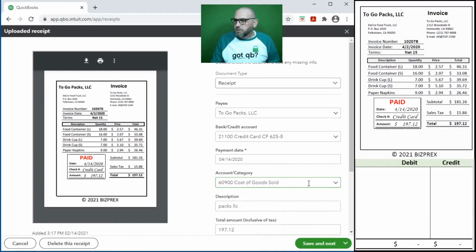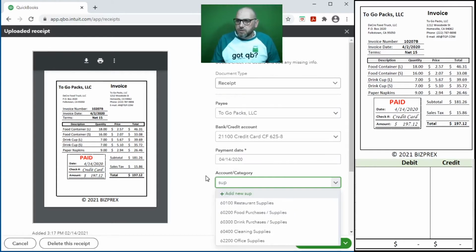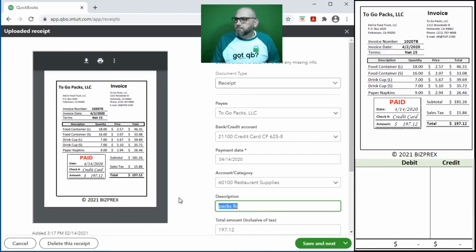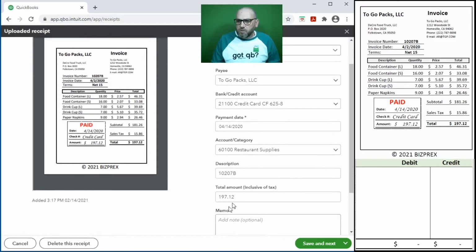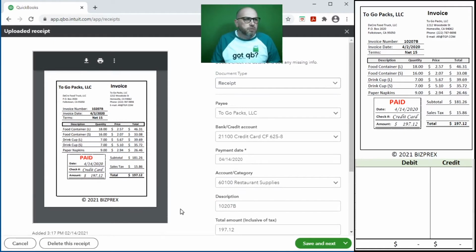All right, so in this case, we have food containers. Let's see, that's one of our supplies accounts. That's going to be our restaurant supplies. All right. Okay, amount, it picked up the amount correctly. So again, the software that processes invoices, it's a challenging task, let me put it this way. I know it firsthand, I know it from industrial experience, and that's why there's always a human involved at making sure that everything gets allocated to the correct buckets.